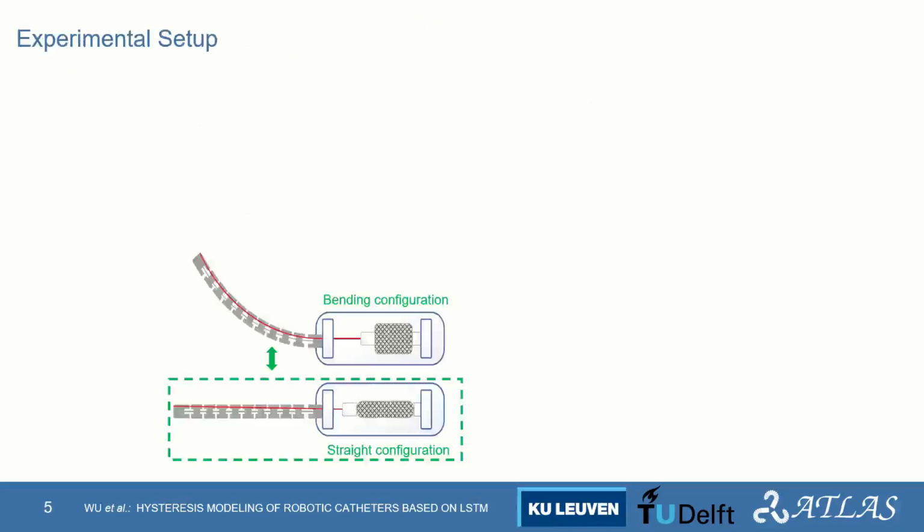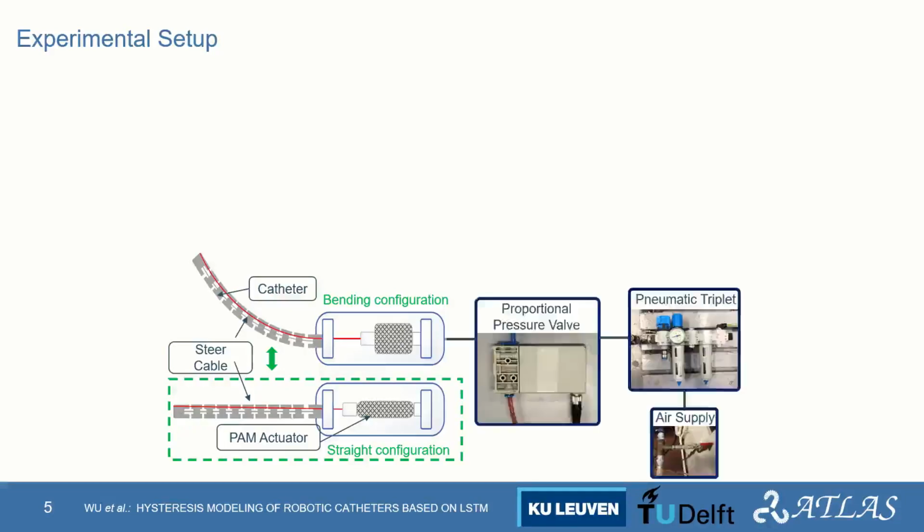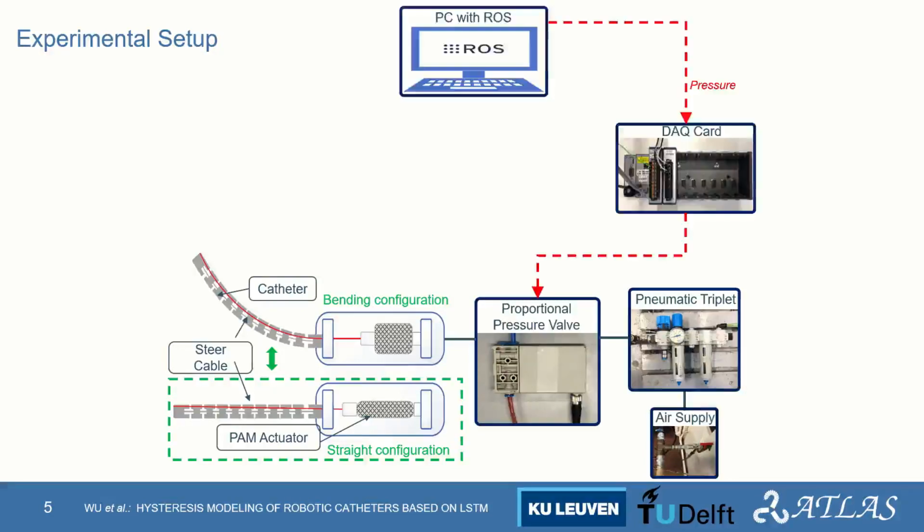The network was showcased and validated on a self-made catheter system. The catheter is driven by a pneumatic artificial muscle. The muscle was attached off-center to the catheter tip. When the pressure increases, the muscle contracts and then applies a bending moment on the tip such that the catheter is bendable. The pressure is regulated by a pneumatic proportional valve, which receives command signal from a PC.